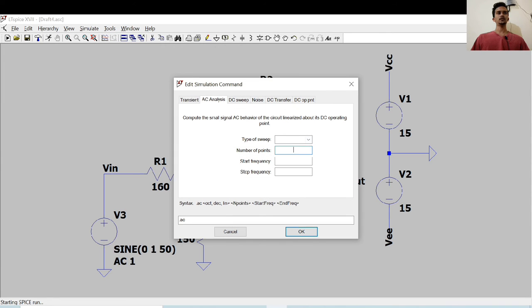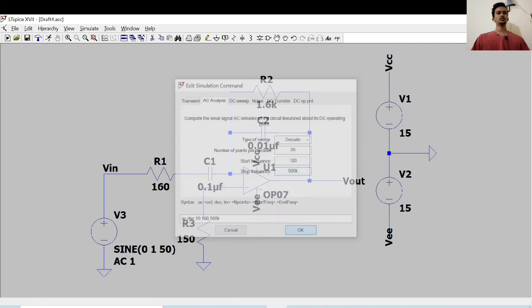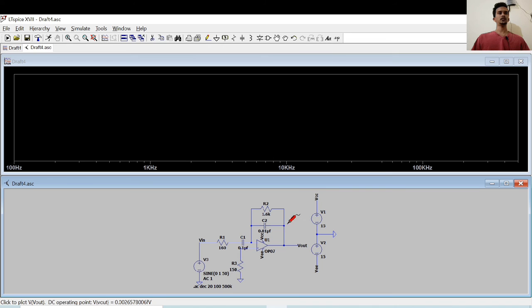We'll go for AC analysis, keep it in decade for frequency response. So take steps of 20, then we'll start at 100. Okay, and we'll end at 500 kilohertz. Okay, so let's simulate it. So this is my Vout.